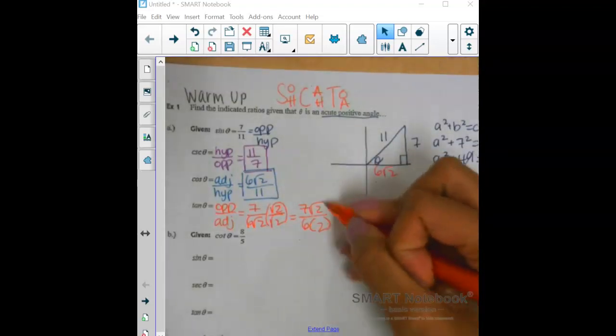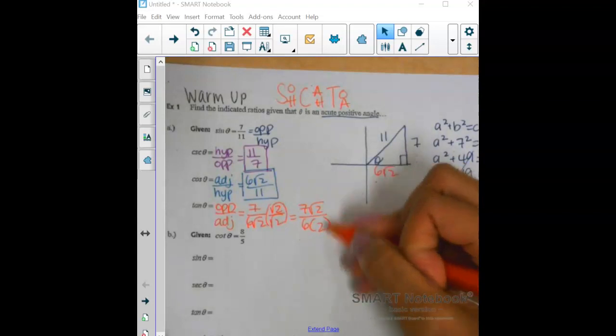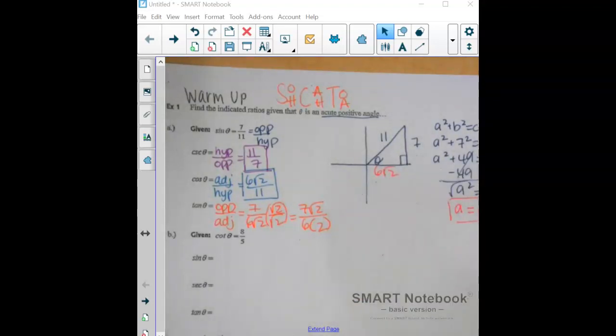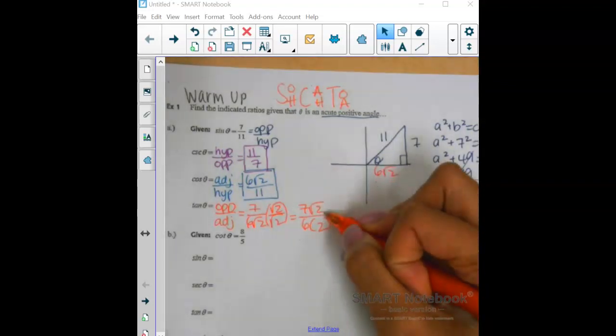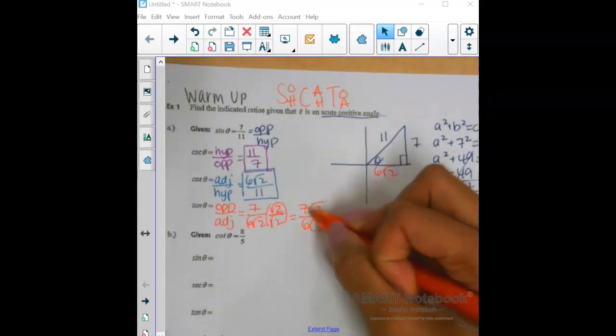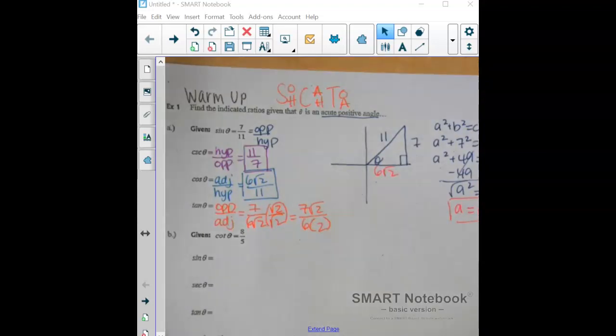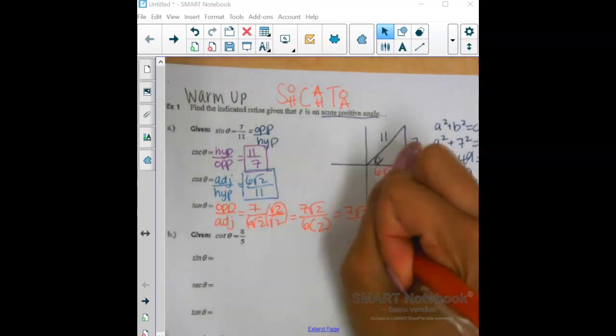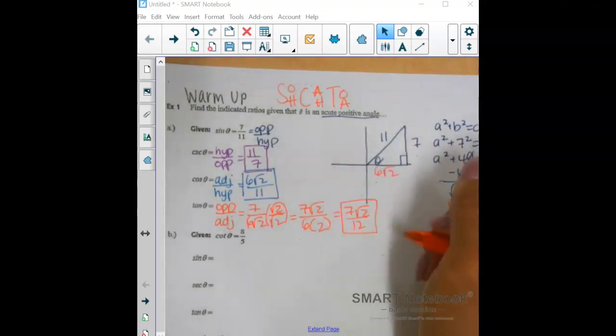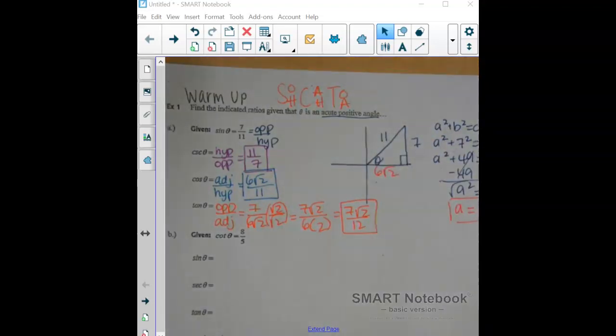Can I cancel these 2's? But they're both 2. Why not? Why can't I do it? Technically they have different exponents, because this one's a radical, which means it's to the power of 1/2. This one has no exponent, well, really just a 1. So since this one's under a radical and this one isn't, you can't cancel those guys, no matter how much you want to. So write your answer as 7 square root of 2 over 12. That's your final answer. Don't try to simplify it because you can't.